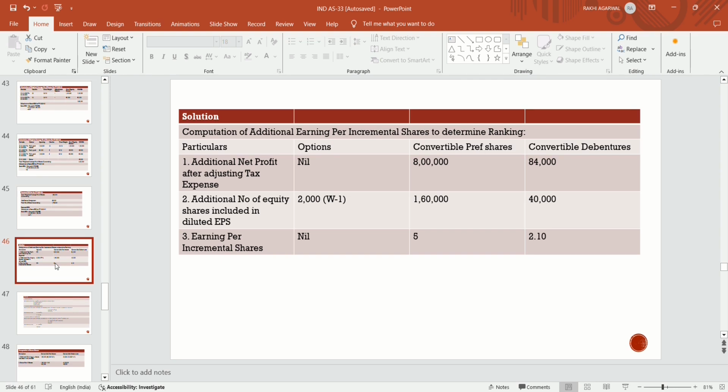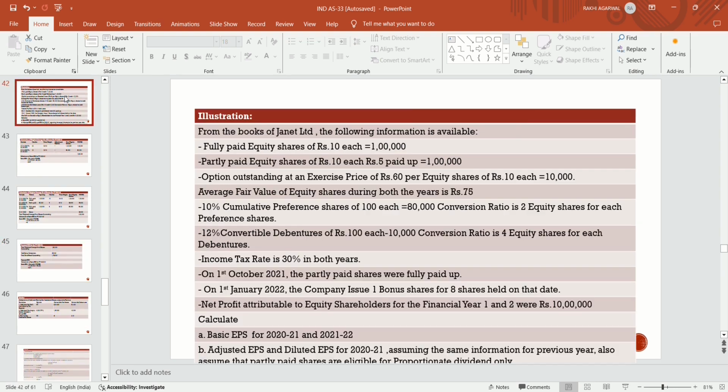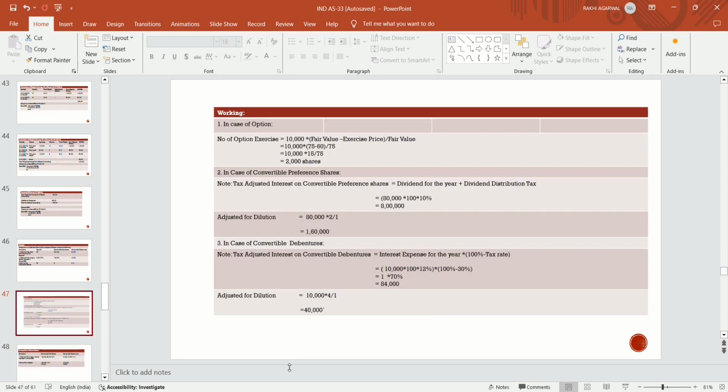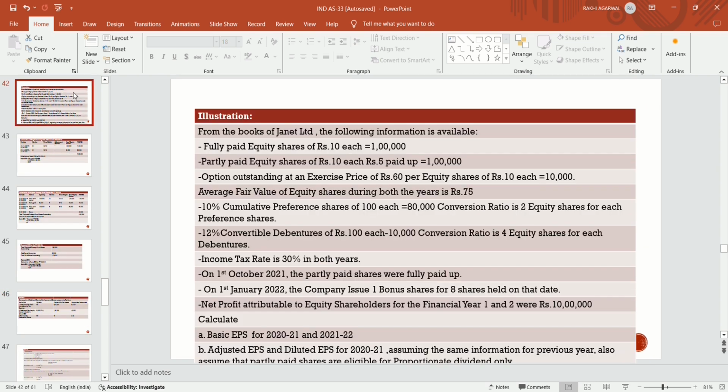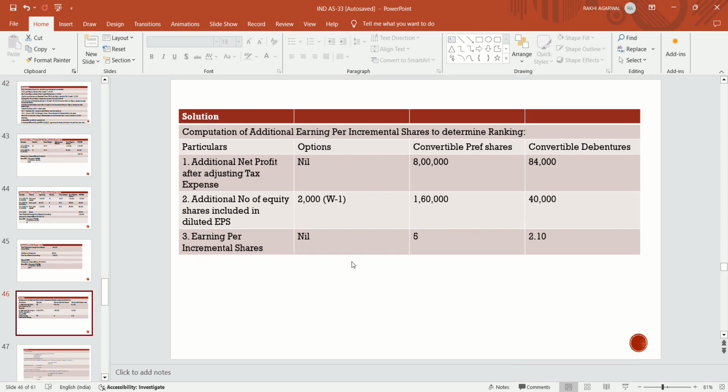Now the convertible debentures: 12% convertible debentures of 100 each, 10,000 debentures, that is 10,000 into 100 into 12%, after tax at 70%, so it becomes 84,000. The conversion ratio for debentures is 4 equity shares for each debenture, so the number of shares is 10,000 into 4 divided by 1, that is 40,000. Now we have to find the incremental earning per share.